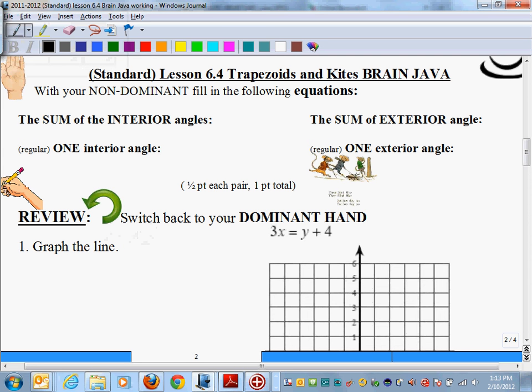Repeat after me, or fill in my blank. The sum of interior angles is the number of sides minus 2, times 180. The sum of exterior angles will always be 360.